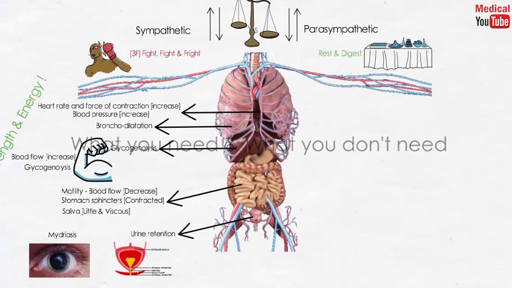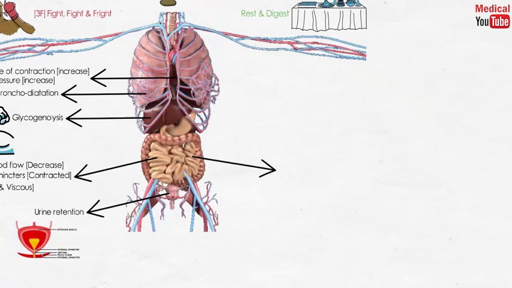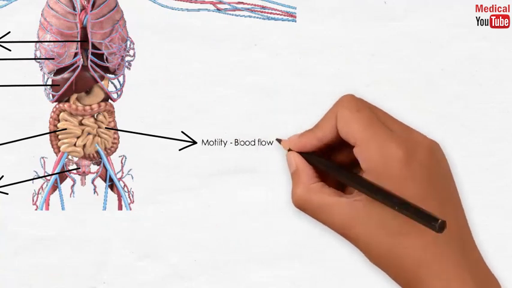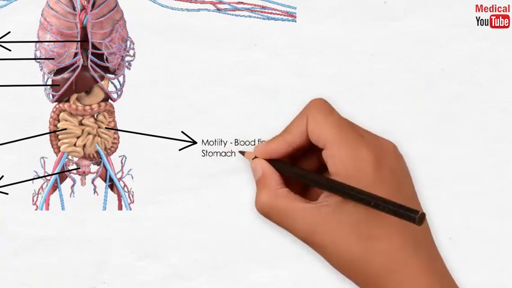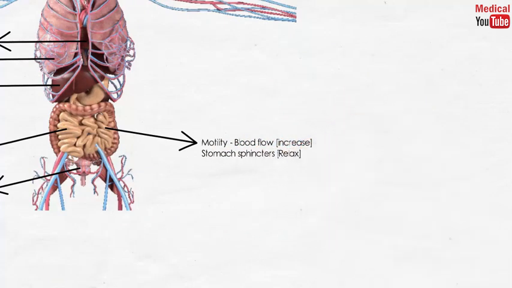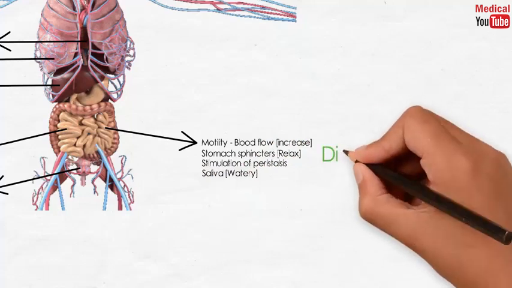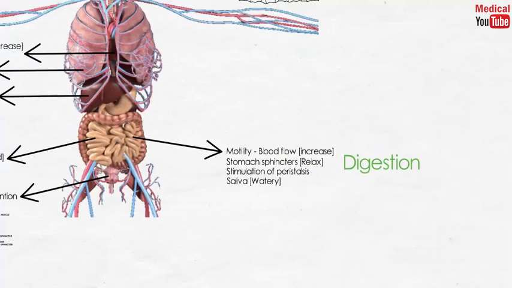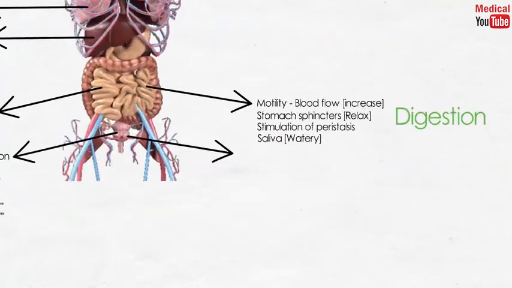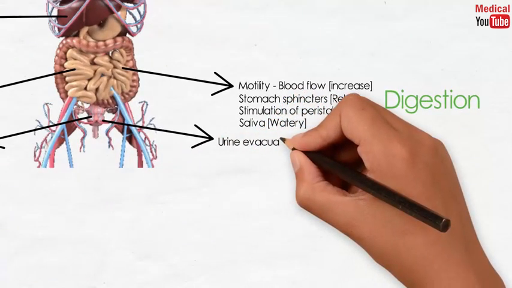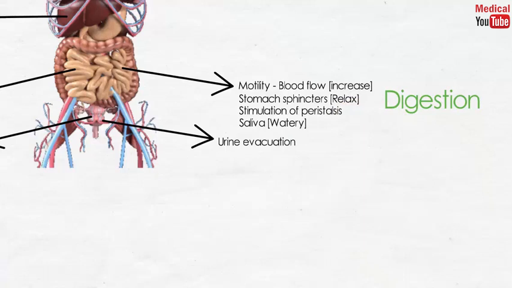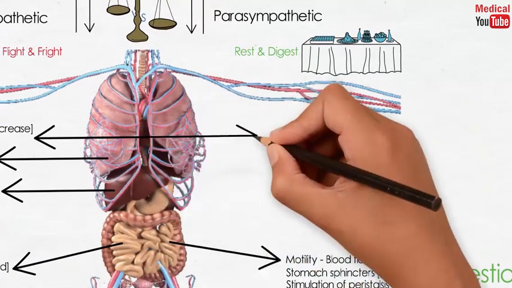Of course you really need your GIT to work more. So, the motility and blood flow increase and the sphincters of the stomach relax, allowing the food to pass through. What else we get are the stimulation of peristalsis, which is the contraction of the GIT, and also watery saliva, and all of these actions help in the process of digestion. And regarding urination, in the resting state your body helps you to get rid of its waste through urine evacuation. Relaxation of the sphincter muscle and contraction of the detrusor muscle.